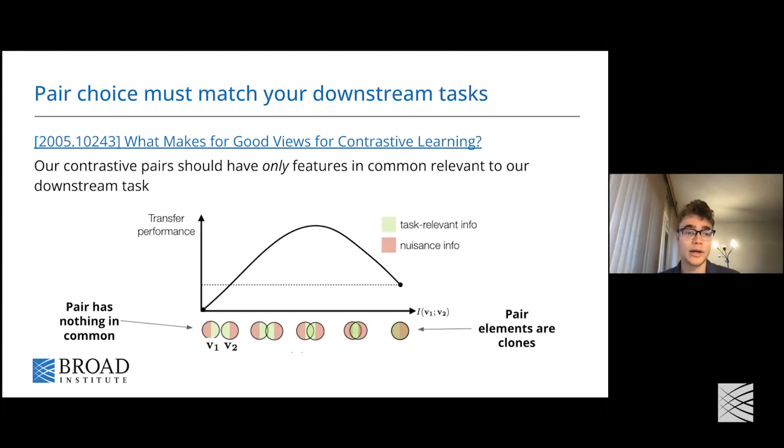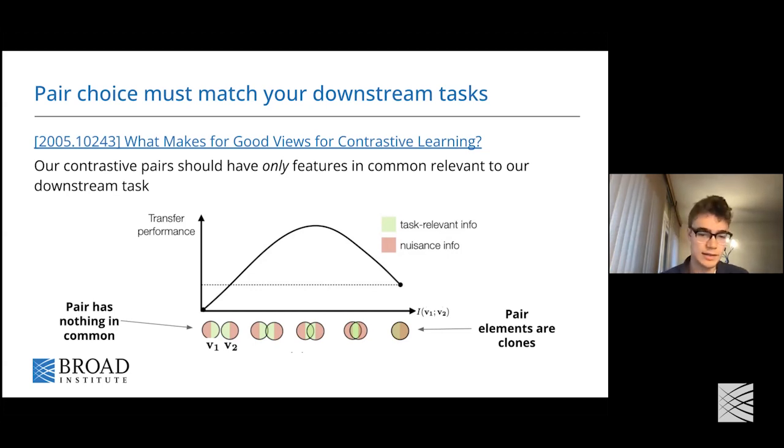Another paper that gave a lot of practical ideas from the theory is this one, "What Makes for Good Views for Contrastive Learning." That was also discussed briefly last week in the other ECG contrastive learning talk. Its take-home message is that what you define as your contrastive learning pairs should only have features in common that are relevant to our downstream task. I'll give an example of that in a second.